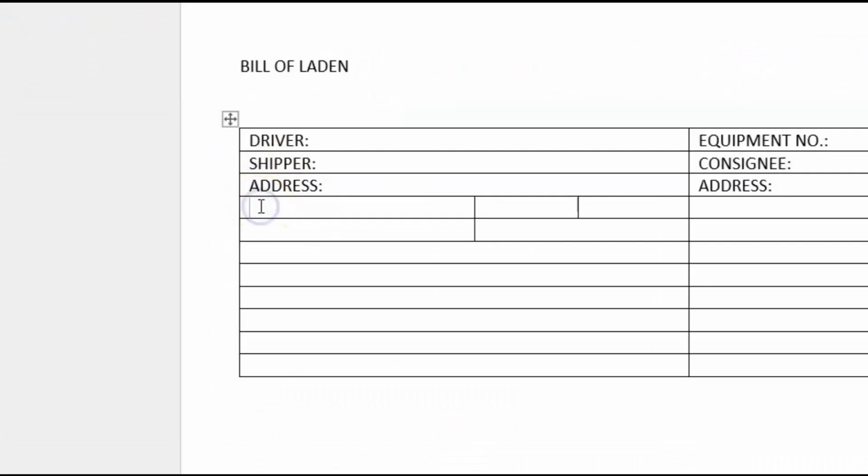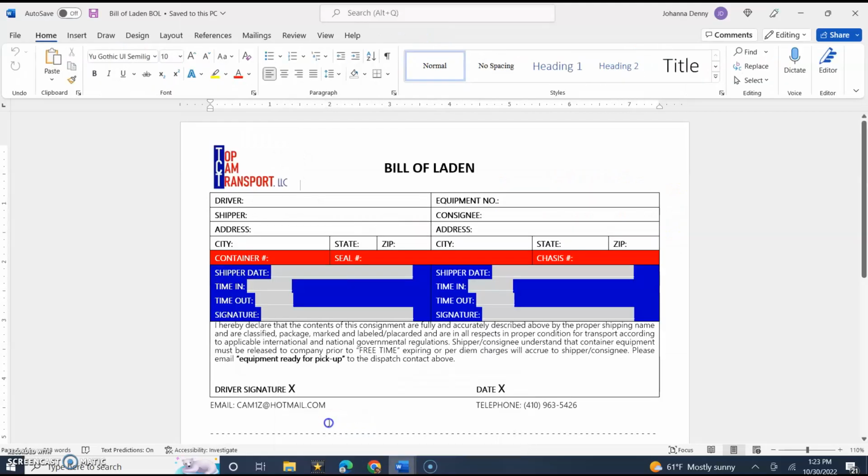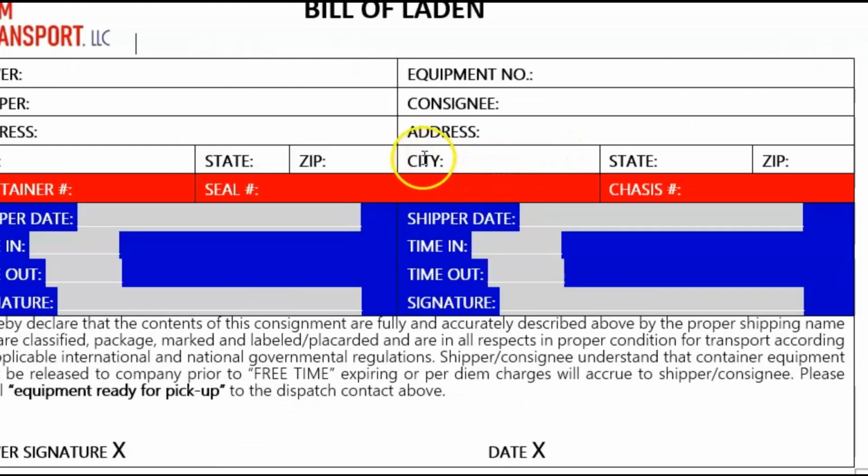I'm going to type city, state, zip. Alright, so city, and I have my all caps on. City, colon, then we go into our next column, state, colon, and then our zip, colon. Now let's go back to the document and see how the other side of the column looks. We need city, state, zip again for the consignee section, right?